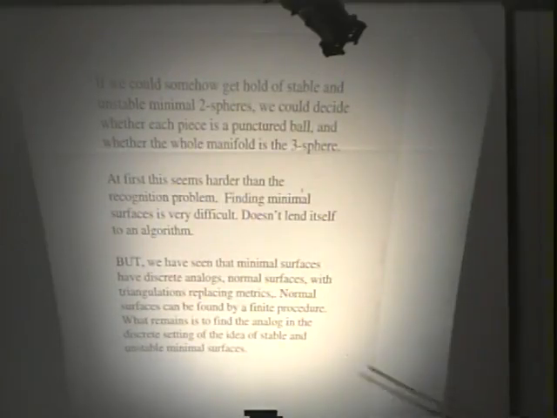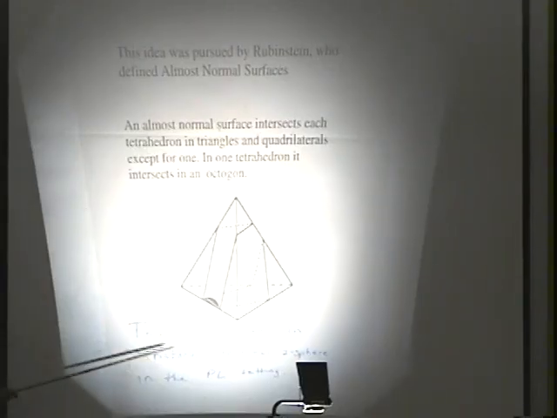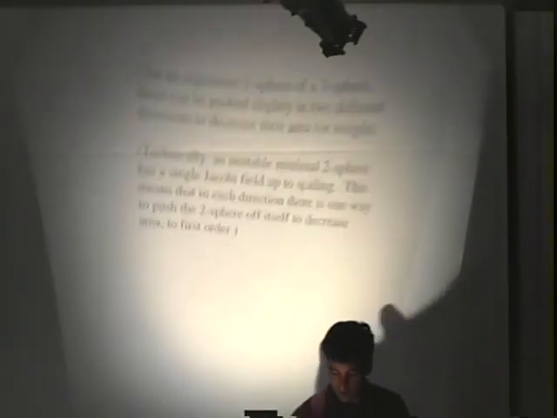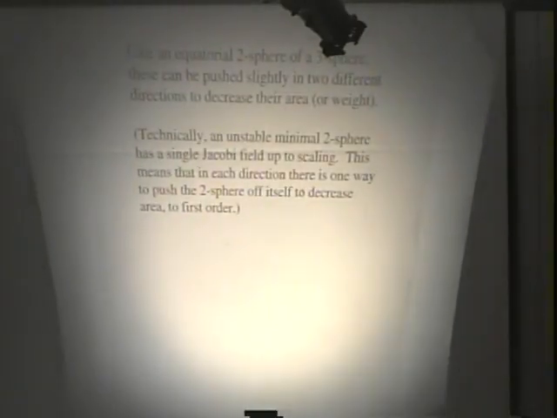We need to find what we mean by an unstable minimal surface in the piecewise linear setting. And that was a new idea introduced by Rubinstein. He defined what he calls almost normal surfaces. So whereas normal surfaces only had triangles and quadrilaterals in any tetrahedra, an almost normal surface allows one extra type of piece, which is shown here. It's sort of an octagonal piece.